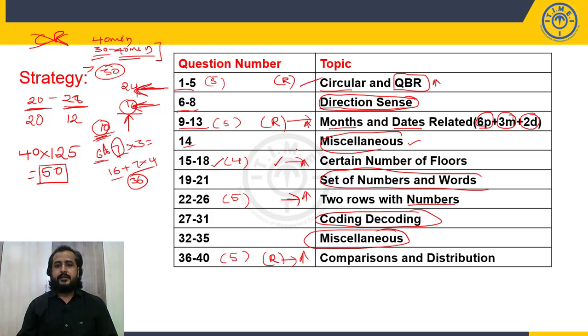Okay. Circular is a standard model. Months and dates related is a standard model. Unknown number of persons is a standard model. But the floors is new. But the unknown number of persons model we know. Two rows, parallel rows we know. But let's see what these numbers are. And comparison distribution, standard model. Fine. Now let's directly attack the given questions.